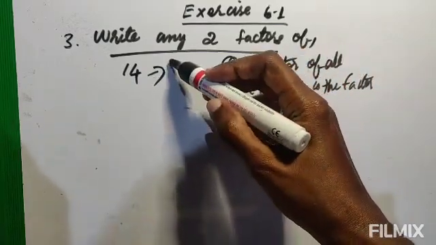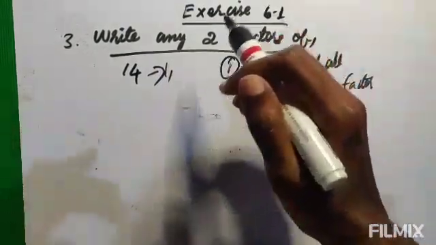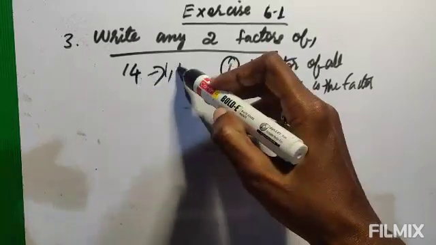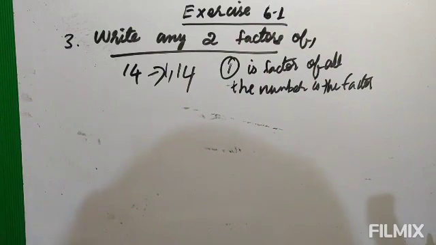1 is the factor of all, so for 14, 1 will be a factor. Again, the number itself is a factor of the number, so 14 is a factor. It's a shortcut, you need not do any calculation. Within a second, not even a second, a fraction of a second, you can write the answer. Here you can reduce the time. For that only I am giving you this idea, as some may not be aware that this is the way you can write. Okay, now the next one.